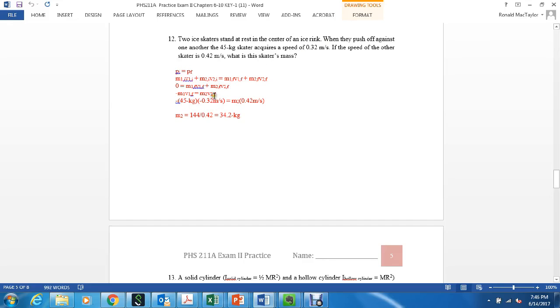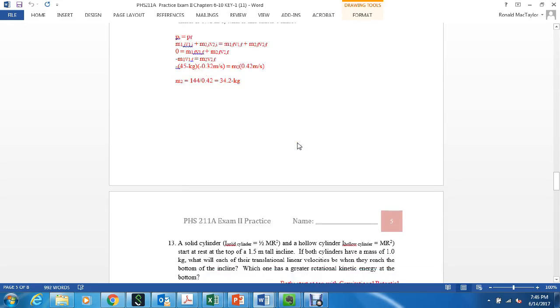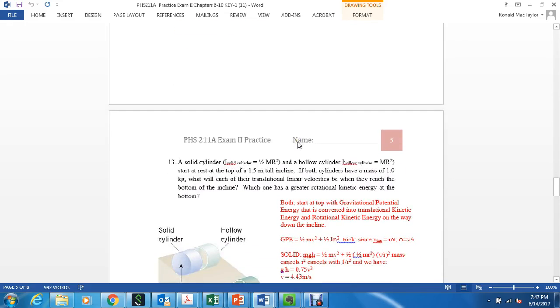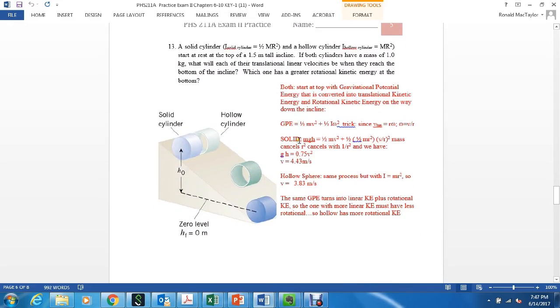So negative times 45 equals m2 times 0.42. So I wind up with 144 divided by 0.42. I have a 34.2 kilogram other skater. This can legitimately be two children skating. That one's not a big deal.